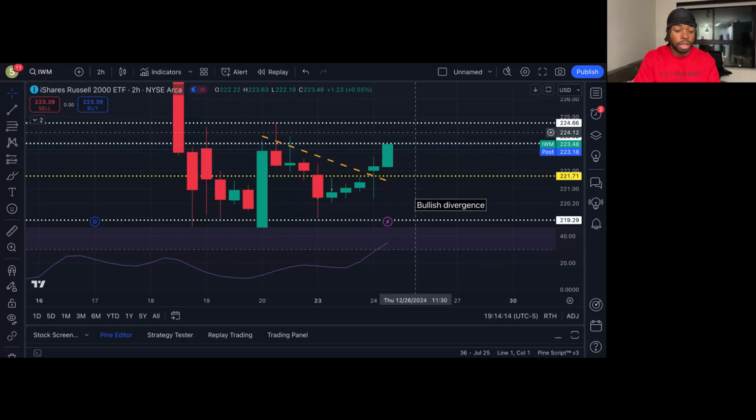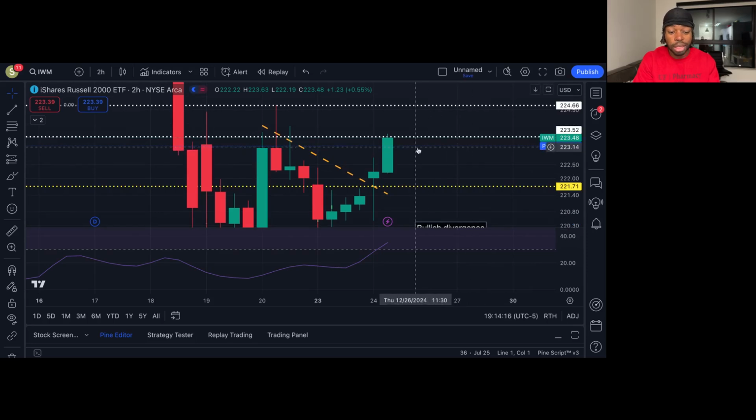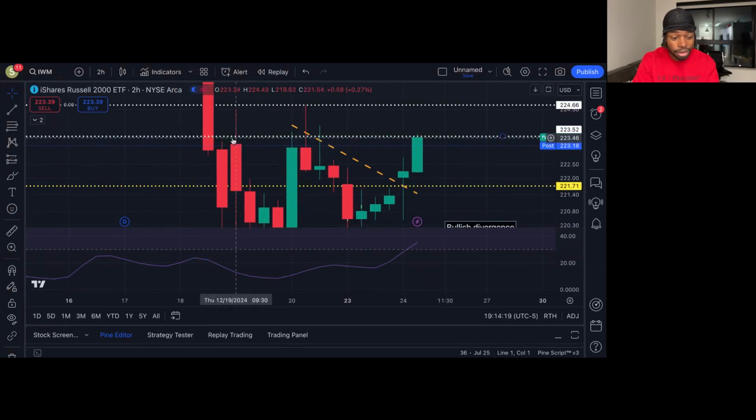I think so because these levels, I drew these a long time ago, and they still are really good. Look at this on IWM, really good.